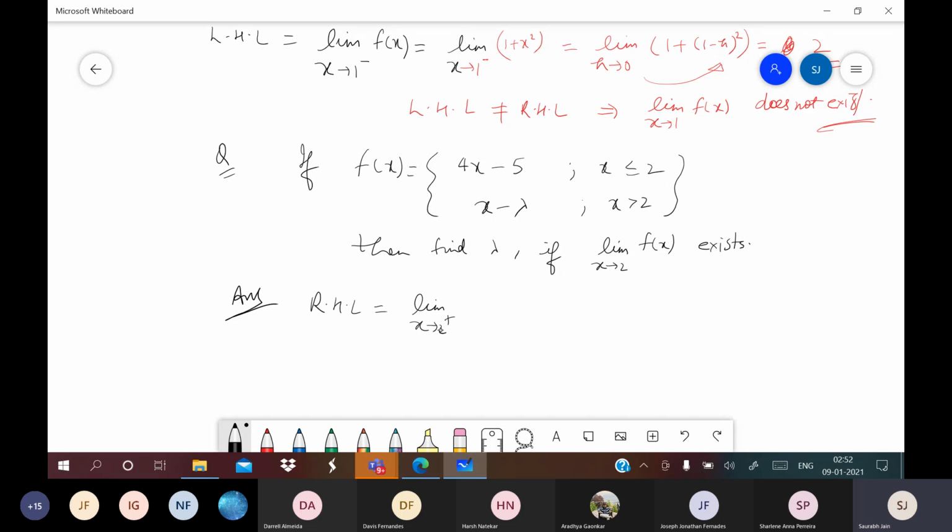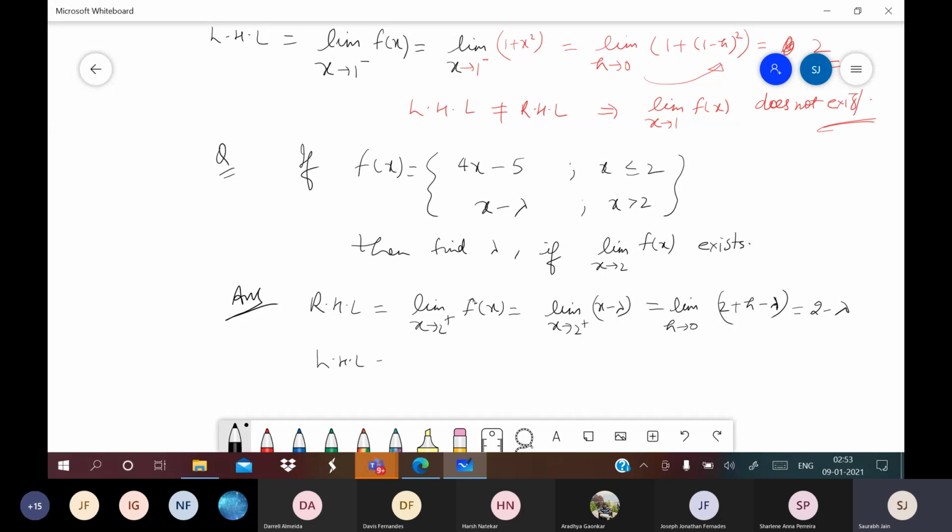See how. First you find, let's say, RHL. Since it is x tends to 2 plus, obviously you will be taking the lower branch, which is x minus lambda. Then you write limit h tends to 0 and you replace x by 2 plus h. Since it is a value putting question, it is already in the simplest form. Just put h as 0, you will get 2 minus lambda. This is the limit RHL.